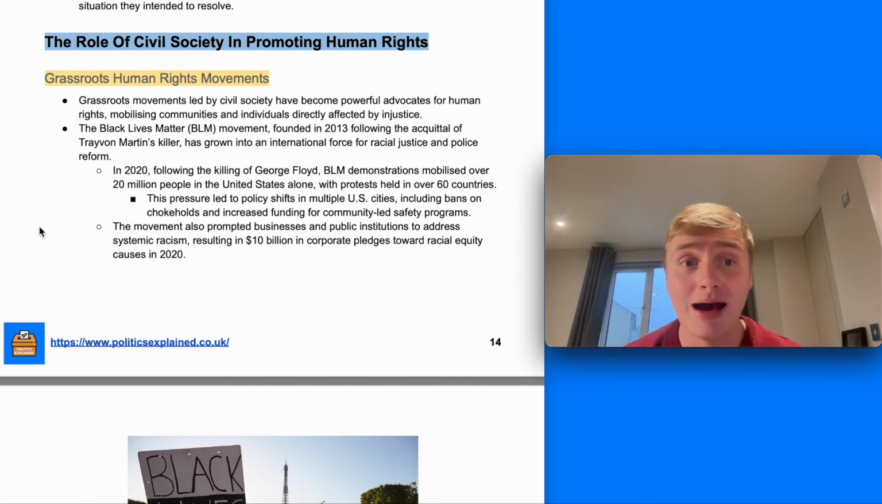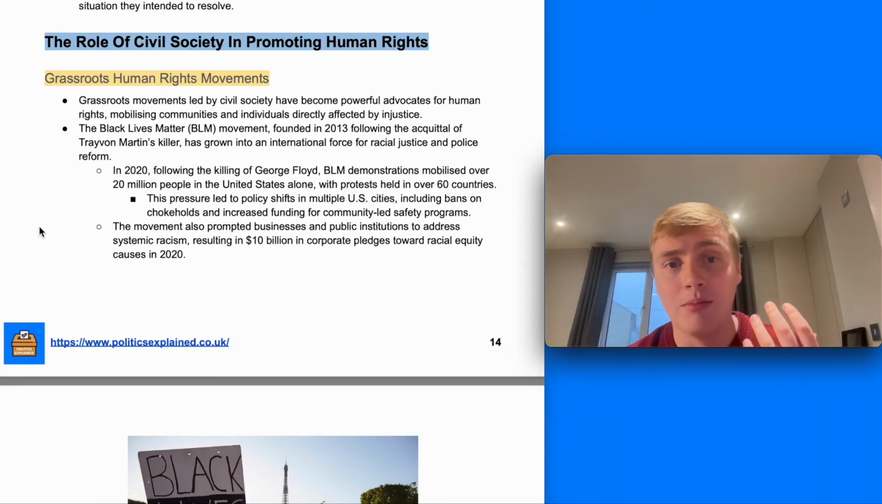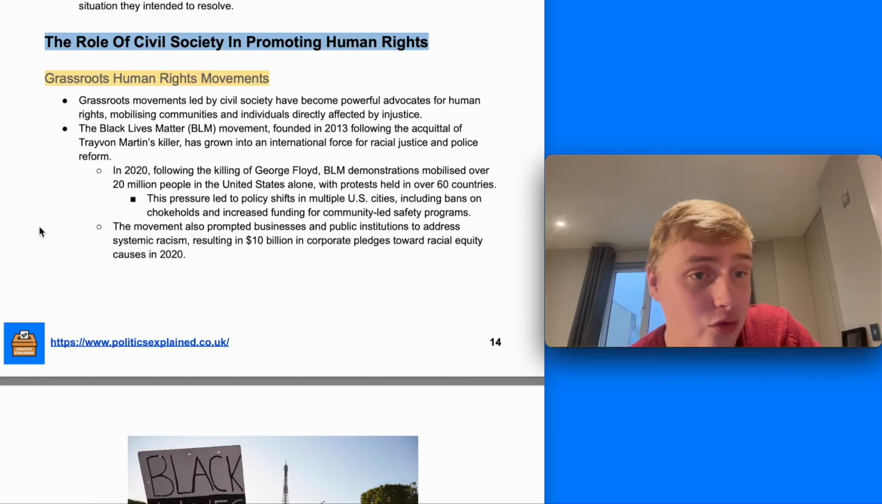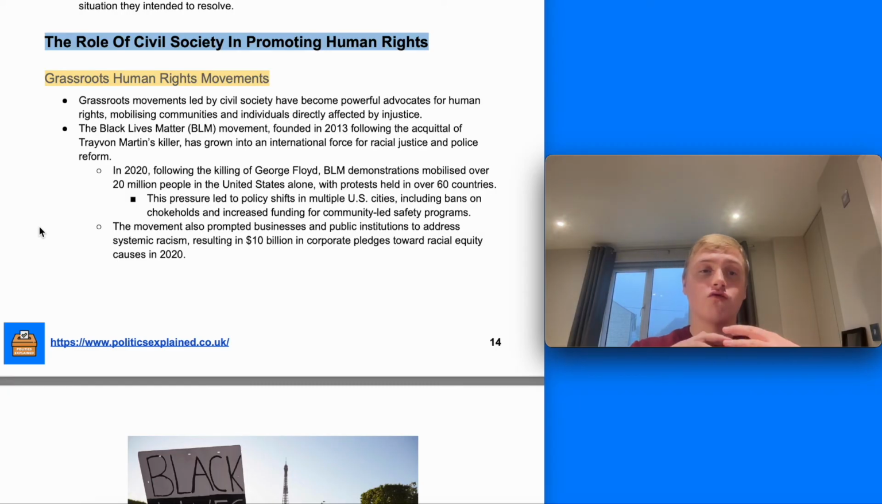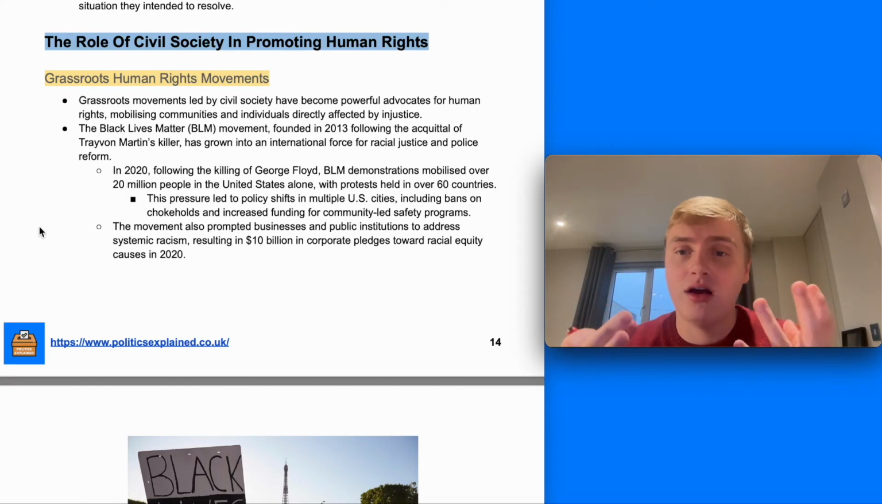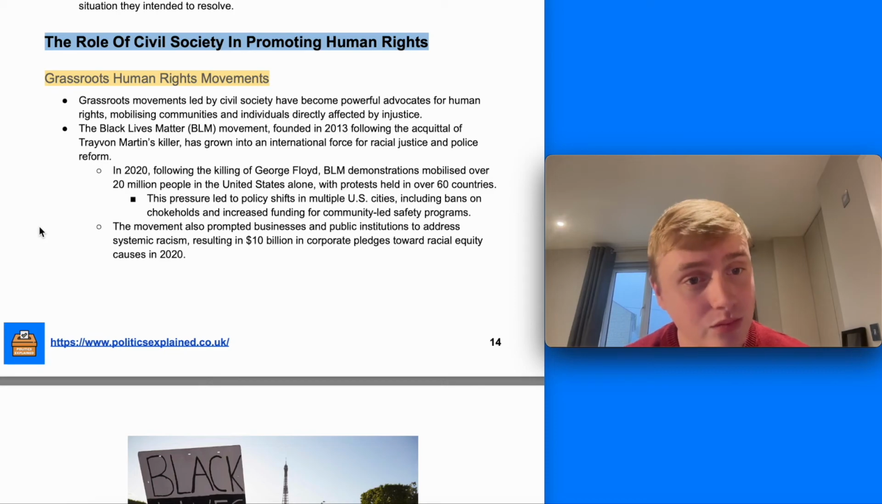You can look at the Black Lives Matter movement, which has grown into an international force from 2011, but particularly going into 2020 as well, for racial justice and against police brutality. And so in 2020, following the killing of George Floyd, BLM demonstrations mobilized over 20 million people in the US alone. But there were also protests held in over 60 countries, and that really shows how grassroots human rights movements can put pressure internationally on governments for change to better uphold human rights.